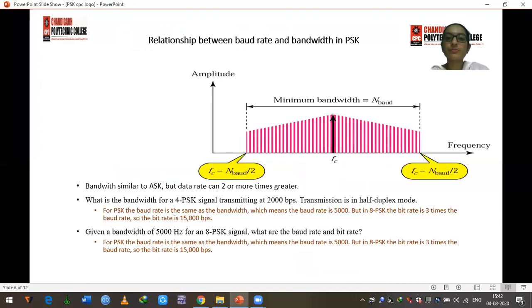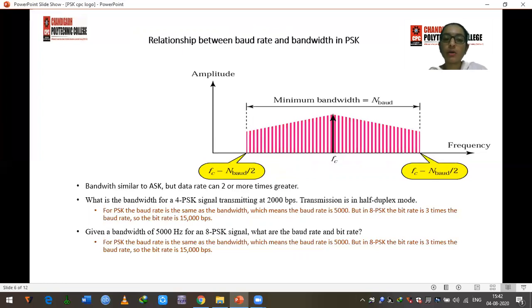Now, the relationship between baud rate and bandwidth in PSK. The minimum bandwidth will be like that on your screen, that is fc minus N baud divided by 2. The bandwidth is similar to ASK, but the data rate can be 2 times greater.